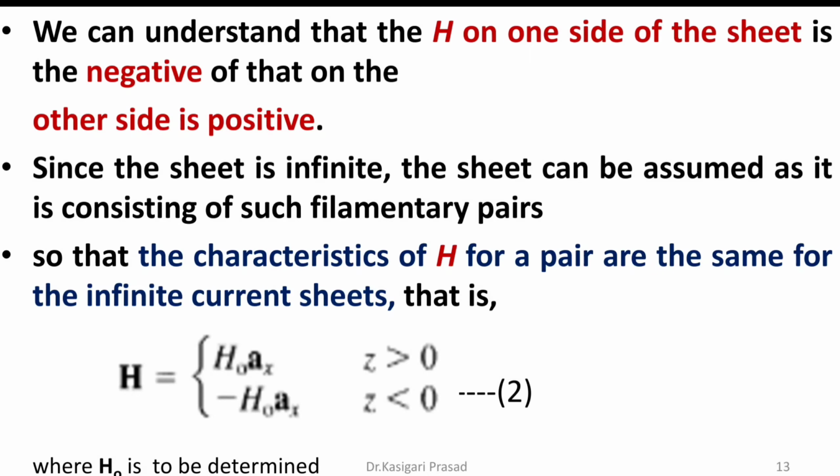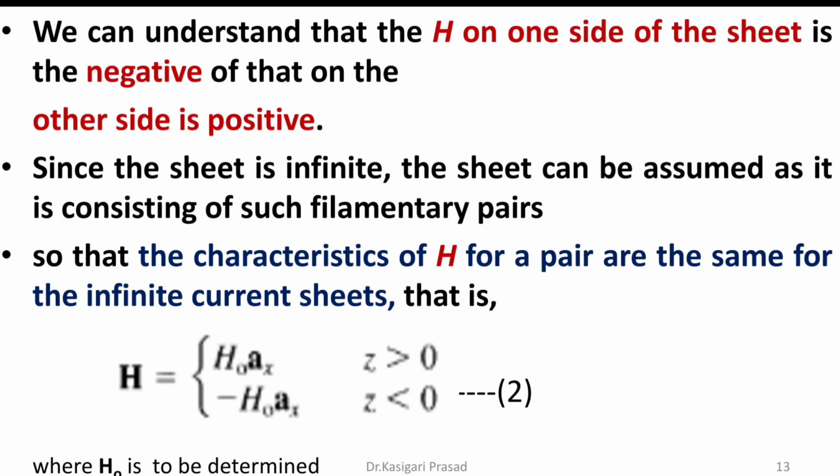Since the sheet is infinite, the sheet can be assumed as consisting of such filamentary pairs. So the characteristics of H for a pair are the same as that of an infinite current sheet.